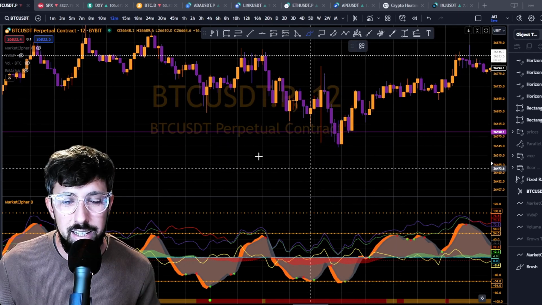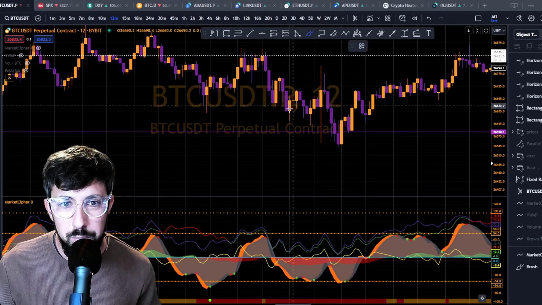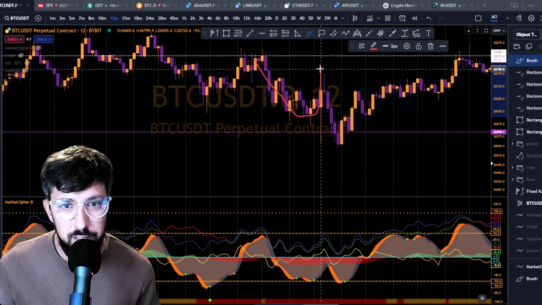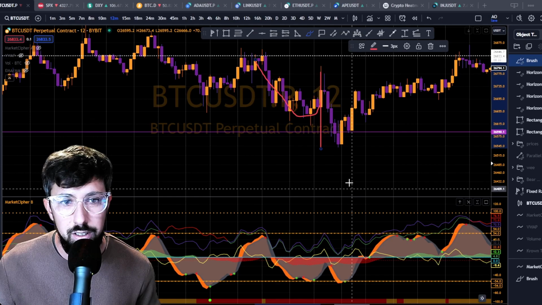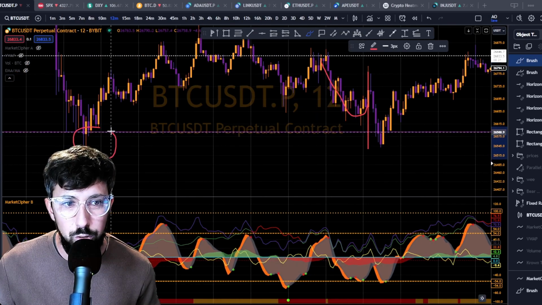Okay, and I did take this trade, by the way, but I can see that we got some crazy spike of volume right here. So here's the idea. We know that this is a key support to our left over here.